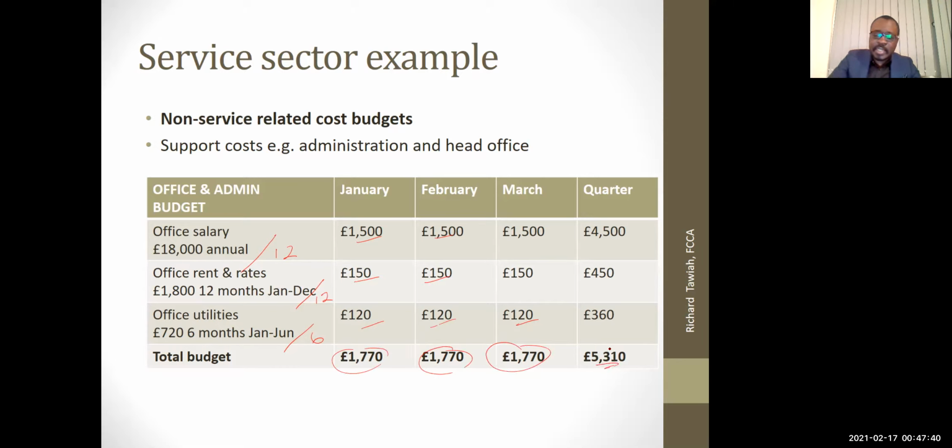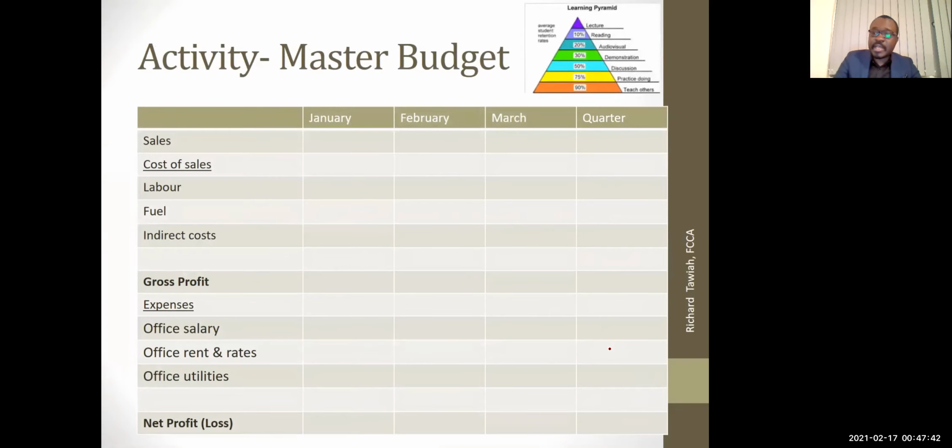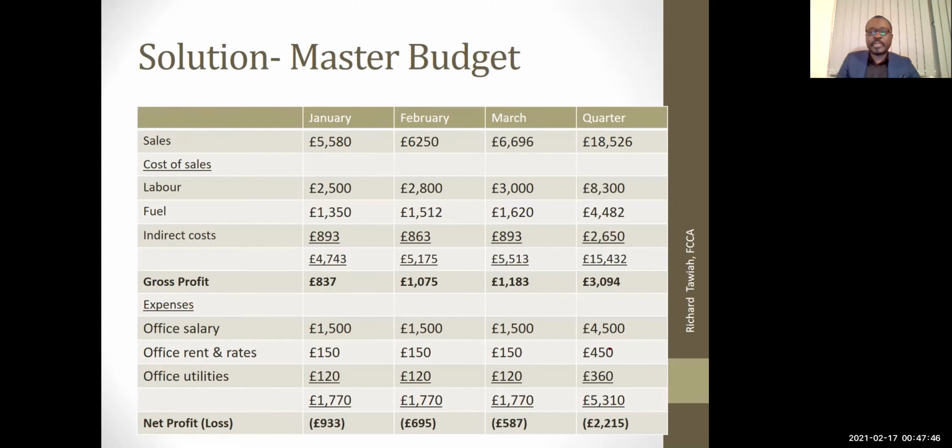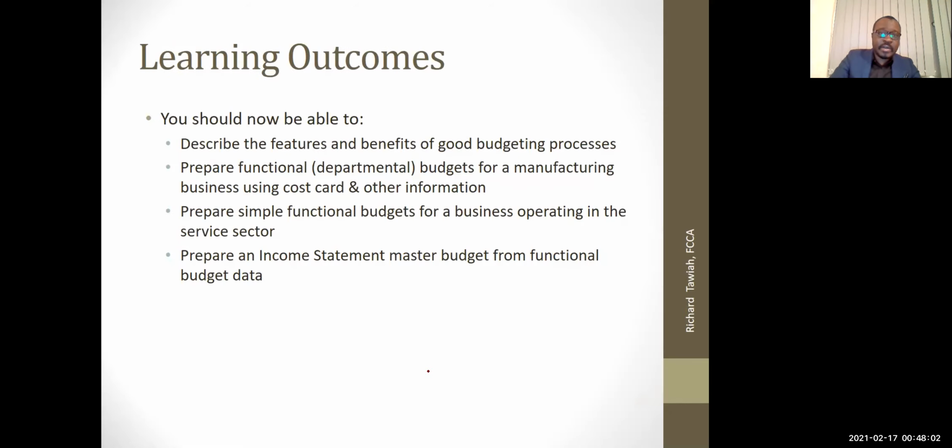So the total is this. Based on this, we can prepare our master sales activity: all sales figures from the sales budget, then the direct labor cost, fuel cost, indirect cost, and then the non-service related costs. Plug them in and you realize that we're making losses, losses, and losses. It doesn't appear prudent to be working in this way. All right, so that's it.